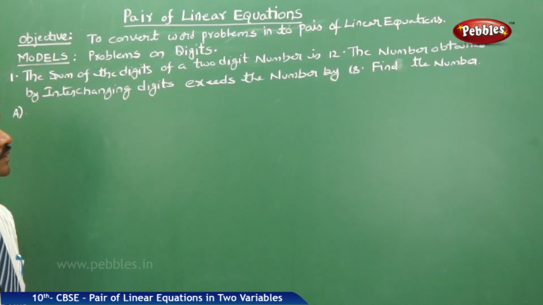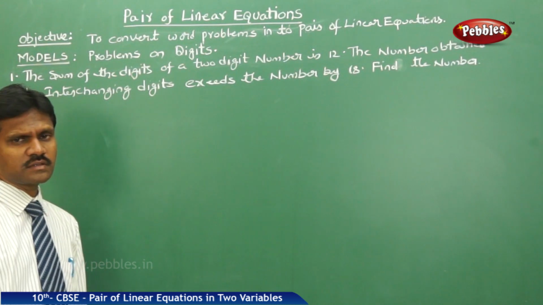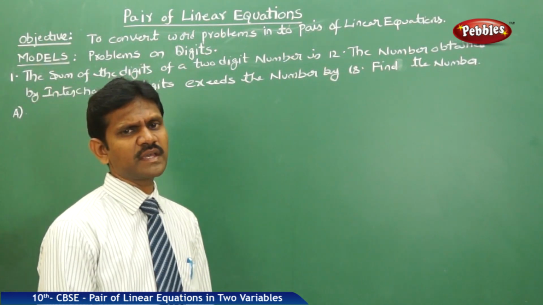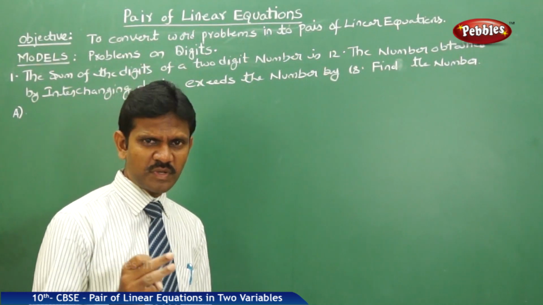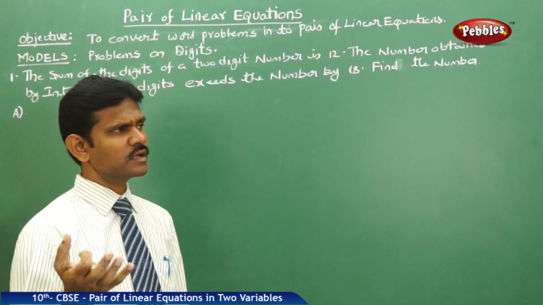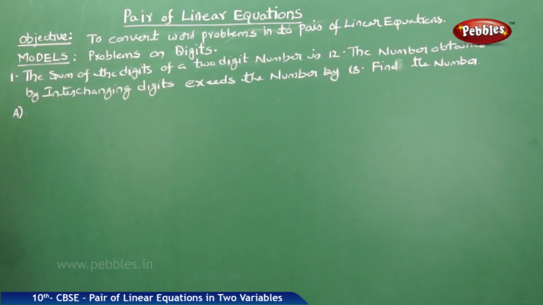And one more thing: the maximum two-digit number is 99, and a two-digit number starts with 10 and ends with 99. Now, let us see the information from the question.